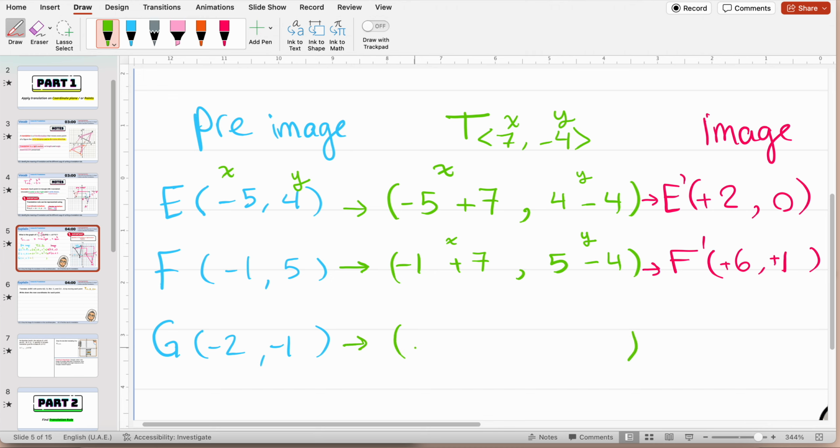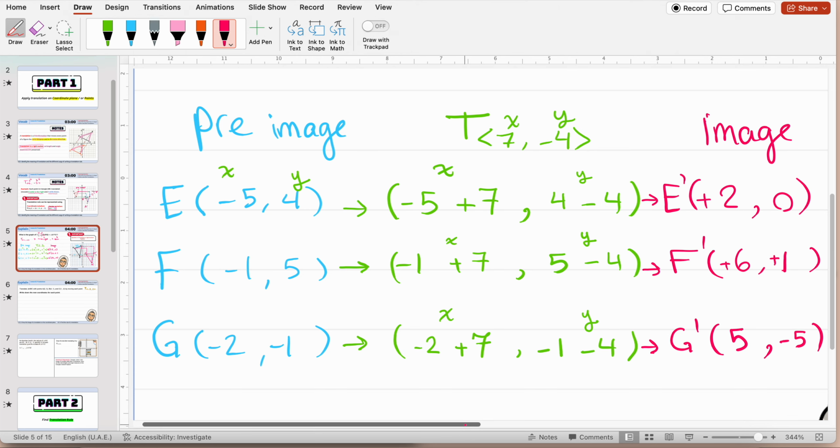Again, what's my points? Negative 2, negative 1. I have 7 on x. This is my x, 7 positive. Negative 4 on y, so 4 negative on my y. Let's calculate. G prime is 7 minus 2, it's 5. Negative 1, negative 4, same sign, it's going to be negative 5.